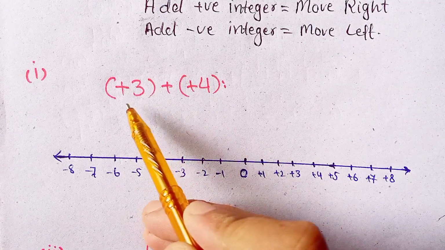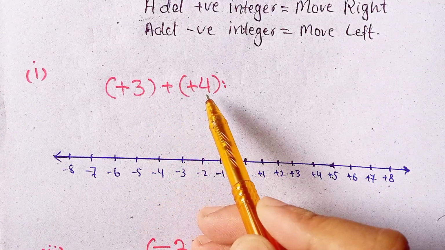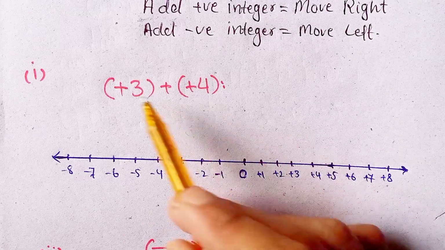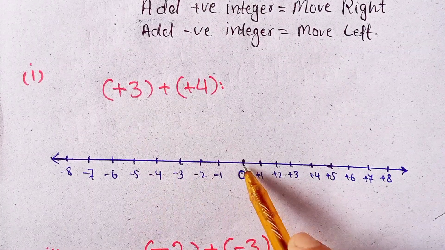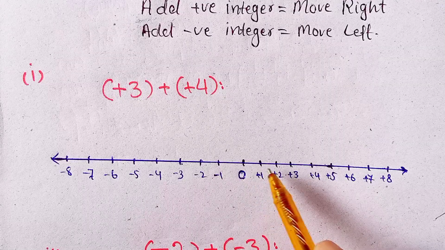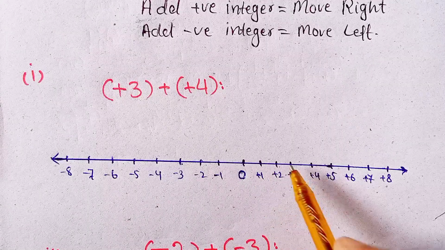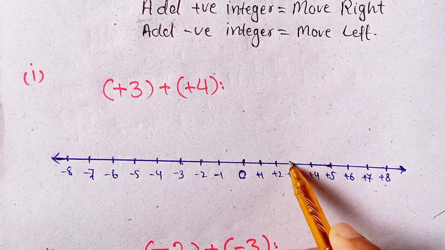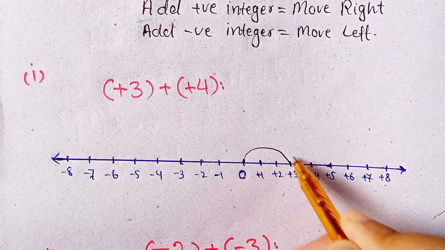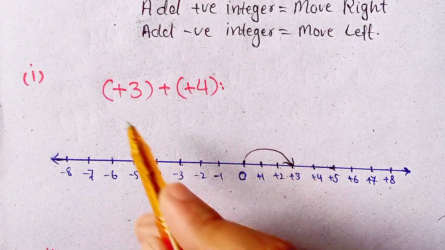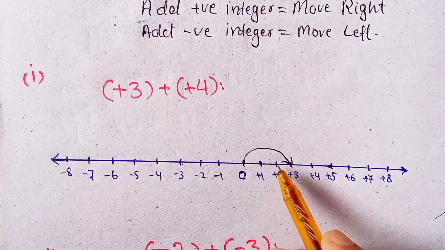For example, positive 3 plus positive 4. Now first of all, I will represent the positive 3 on the number line. So as 3 is positive, I will start from 0 and count 3 unit distance to the right on the number line. So this is 1, 2 and 3. So I will start from 0 and land on 3. So this is the representation of positive 3 on number line.